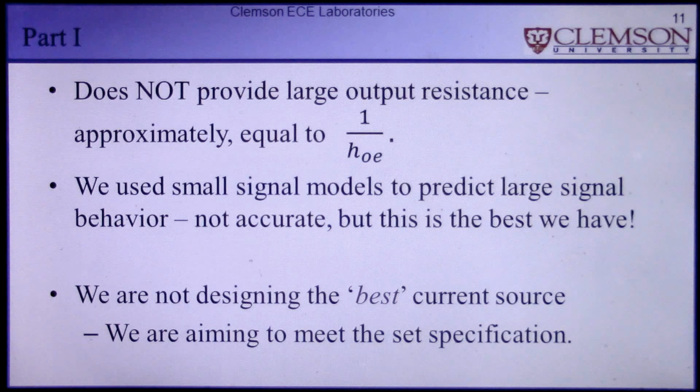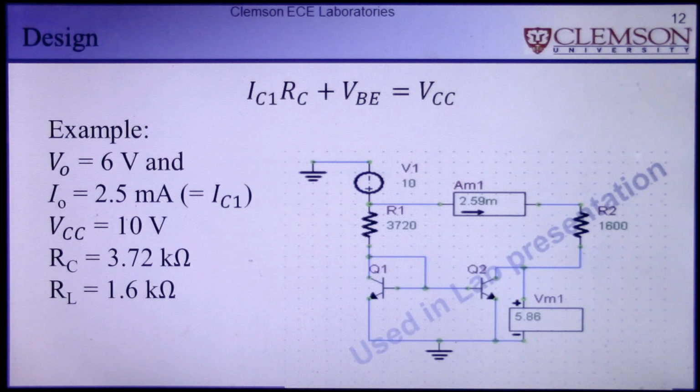And we used a small signal model to predict the large signal behavior. Like we just dissolved the circuit into a small signal model, but we also thought about the large signal behavior. So this is not accurate, but this is the best we have, and we are not designing the best current source. We are just aiming to meet the set expectations. So our current source is not the best one, but this is the specification. So if we meet and get something like this, then we are happy and we have met our goals. So this is a little bit about the design.